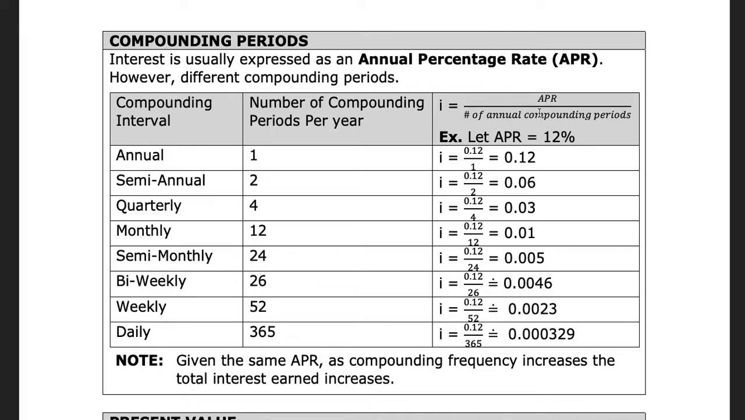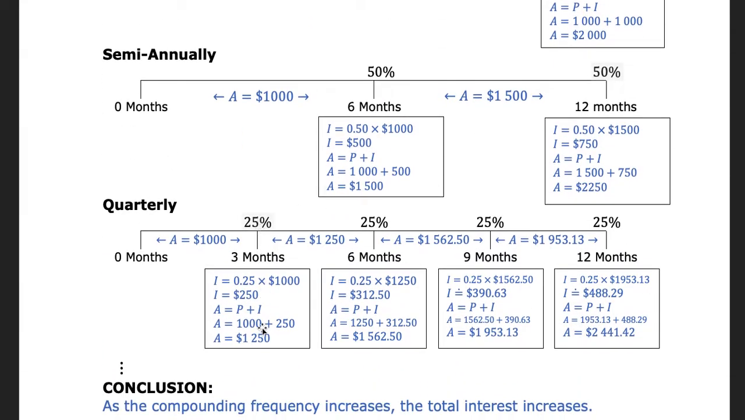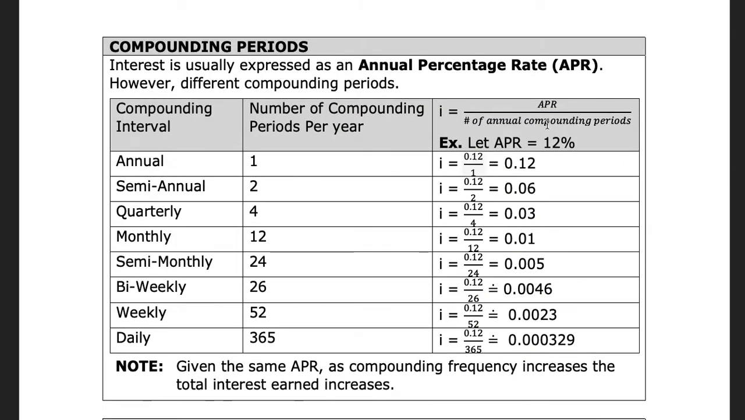So that being said, our interest value I must always be adjusted to reflect the interest rate at the compounding interval. So just as in our previous example, how we used 0.25 for quarterly when the interest rate was 100%, if our annual percentage rate was 12% and we were doing something, say, monthly, we would divide that by 12, and that would just be 1% at the end of each month.